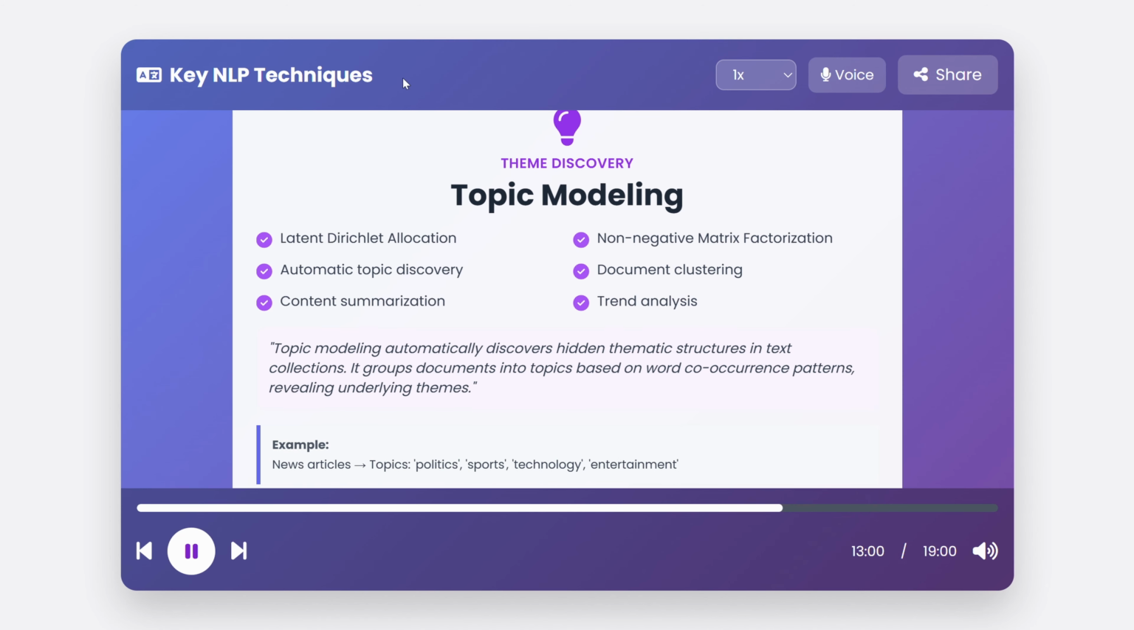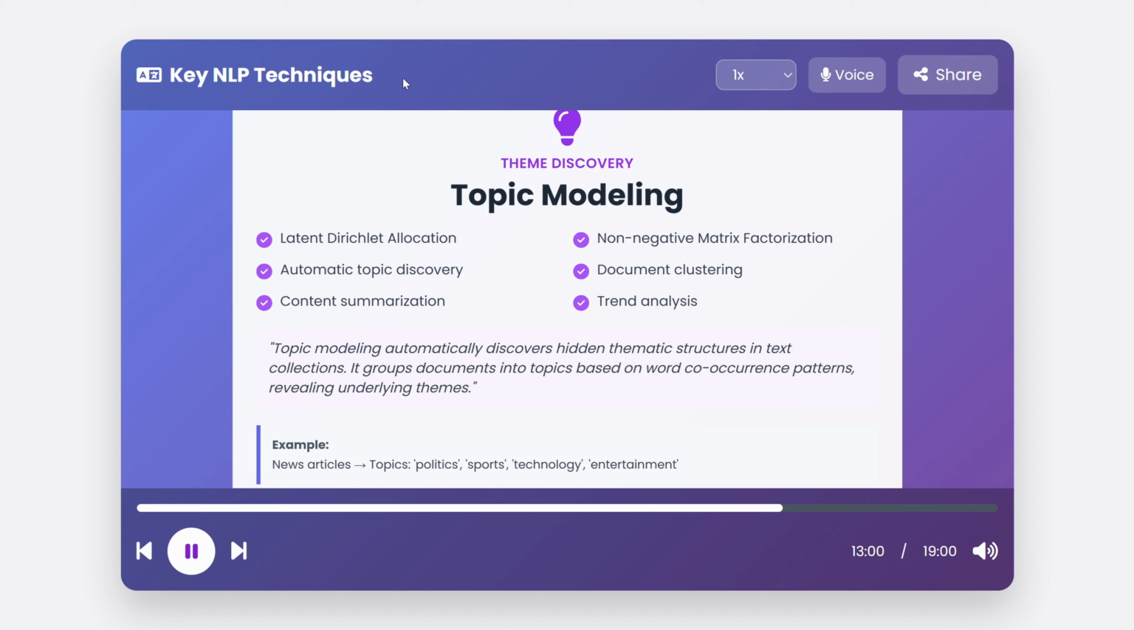Topic modeling automatically discovers hidden thematic structures in large collections of text documents without prior labeling. The most common approach is latent Dirichlet allocation, which assumes documents are mixtures of topics and topics are distributions over words. Non-negative matrix factorization is another popular technique that factorizes the document term matrix into topic and document matrices.